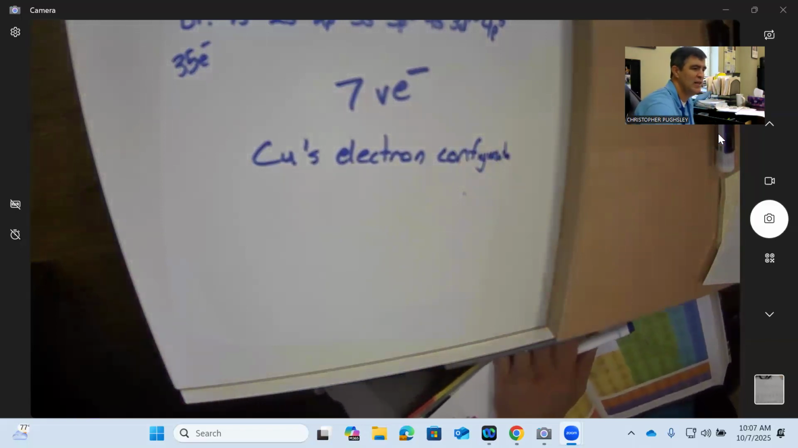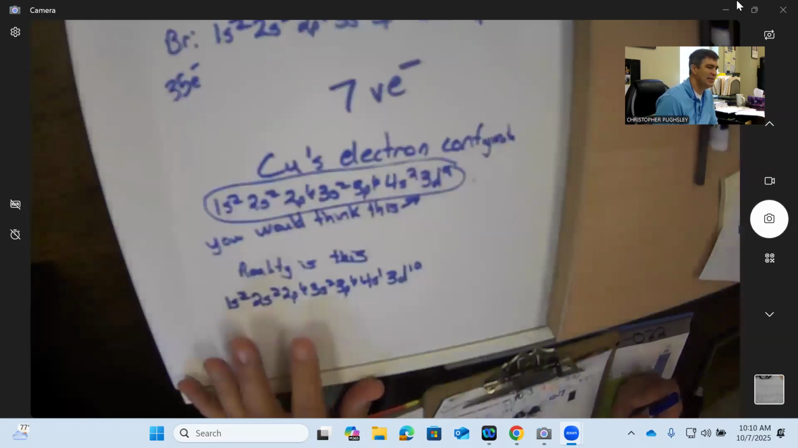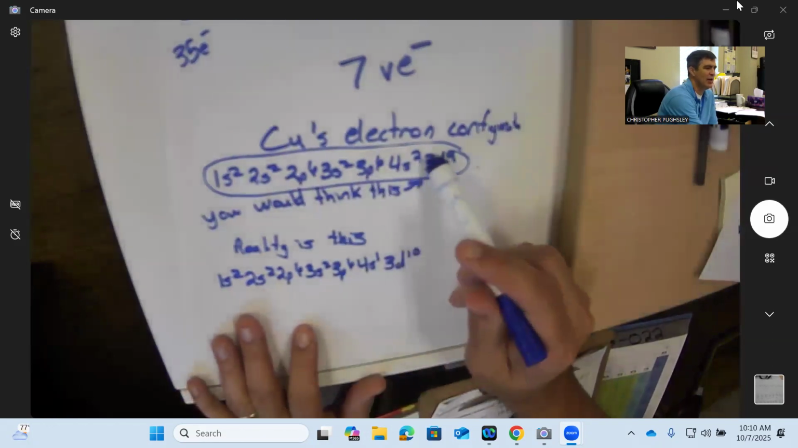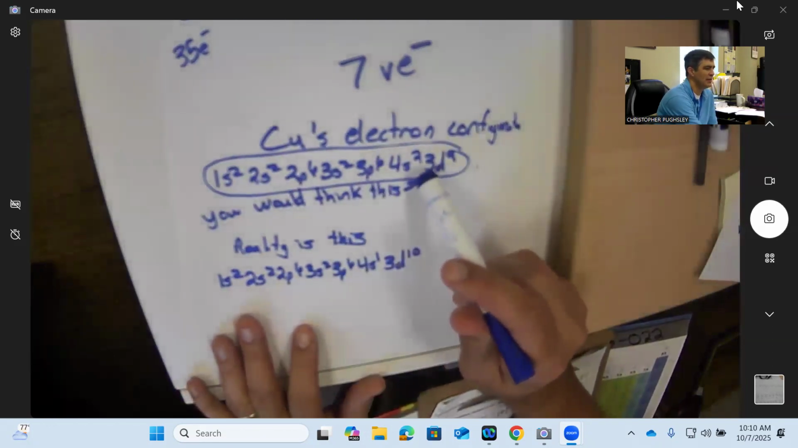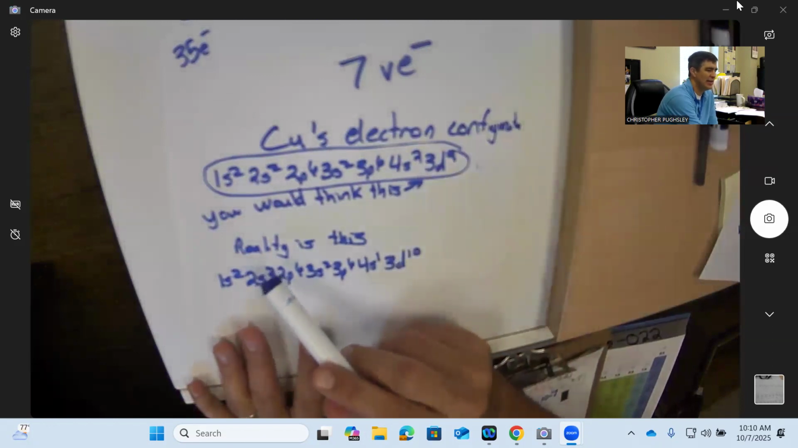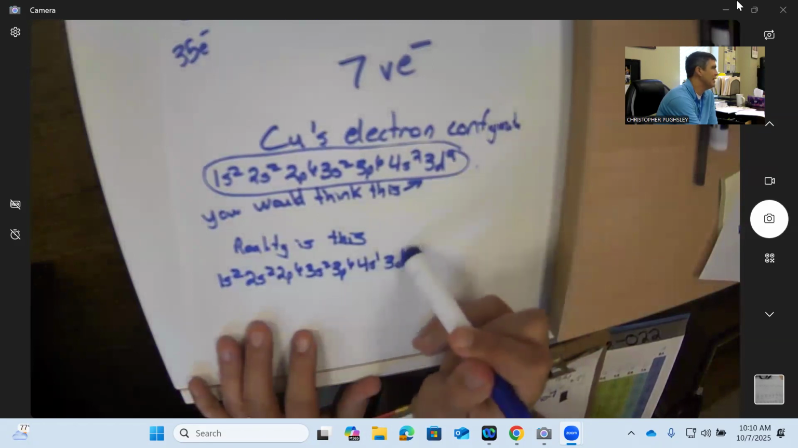If you're watching the video, pause it for about 1 minute, 1.5 minutes, and then watch the video. And again, everybody except for 2 people got it wrong. All right, and the reason that's good, it's a teaching point. You would think that this is the correct answer: 4s2, 3d9. But actually, the correct answer is the last 2 are 4s1, 3d10.